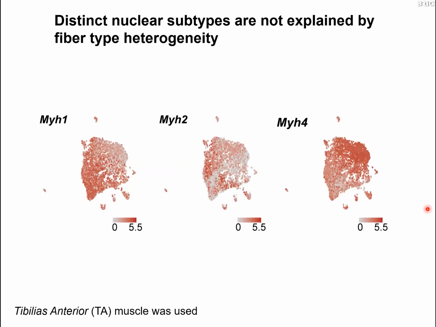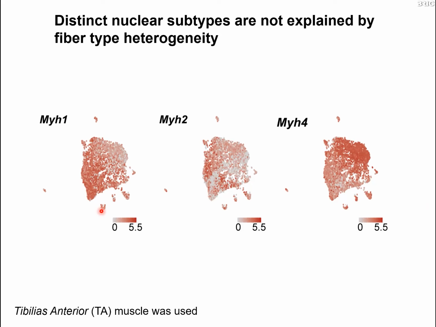Now, for these experiments, we used the TA muscle, which is one of the hind limb muscles of the mice. And in the TA muscle, there are 3 types of myofibers, which can be classified based on the specific expression of different myosin isotypes. So one possible explanation was that whatever heterogeneity I'm looking at is just due to fiber level heterogeneity, not due to real heterogeneity at the nuclear level. But when we look at the expression profile of these myosins, they were evenly distributed across all these distinct nuclear subtypes, indicating that this heterogeneity is not explained by fiber type differences.